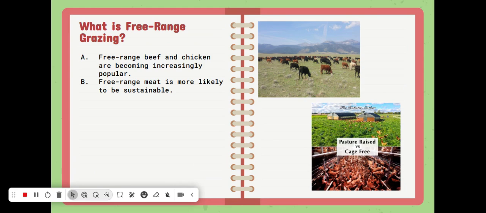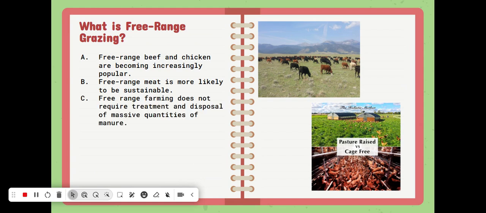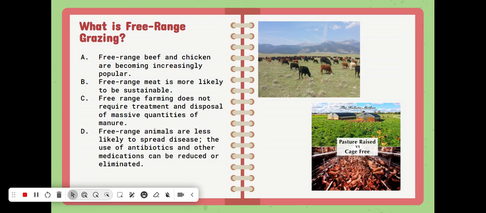Typically, these animals graze upon grass, more or less in an open field, which gives them lots of space. So as a result, free-range farming does not really require a tremendous amount of storage area or disposal of the waste that the animals produce, because when they go to the bathroom, their manure is naturally fertilizing the grass that they eventually consume, kind of making a mini carbon, nitrogen, phosphorus cycle. Free-range animals, because they're not so concentrated in one given area, are less likely to spread disease, and the use of antibiotics and medications can be reduced or maybe even eliminated.